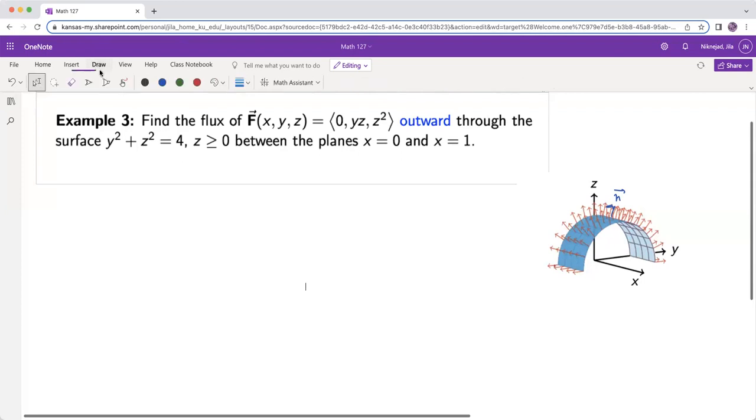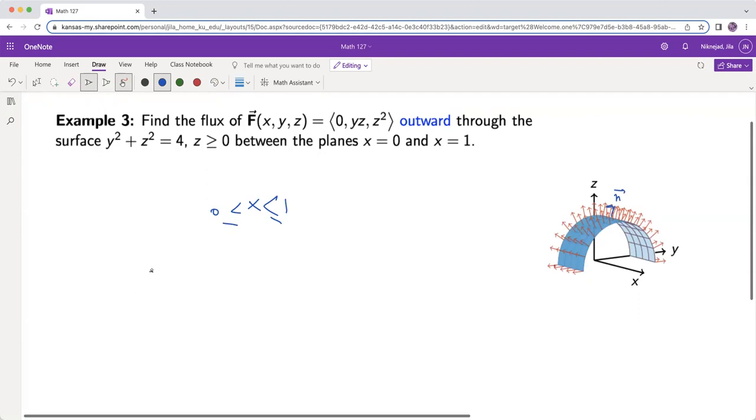So this is example 3 of section 16.5: the flux of the vector field (0, y, z squared) outward through the surface, which is a cylinder alongside the x-axis between the planes x equal to 0 and x equal to 1. So the bounds for x are between those. Let's try to parameterize it first. It looks like a circle.